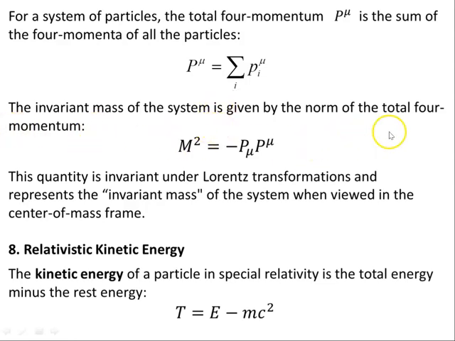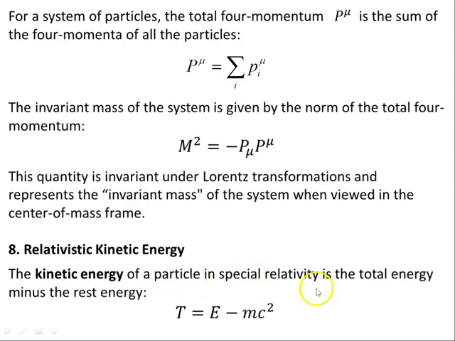The invariant mass of the system is given by the norm of the total four-momentum. So the invariant mass m squared is the magnitude squared of the four-momentum for the whole system. This quantity is invariant under Lorentz transformations and represents the invariant mass of the system when viewed in the center of mass frame.